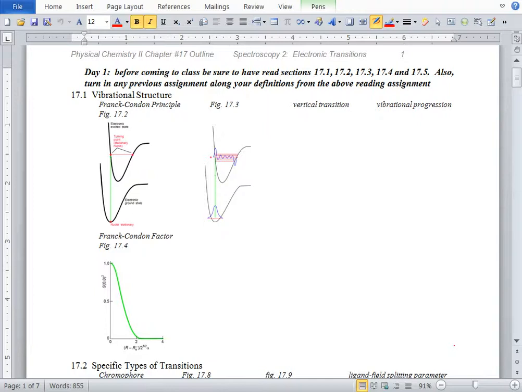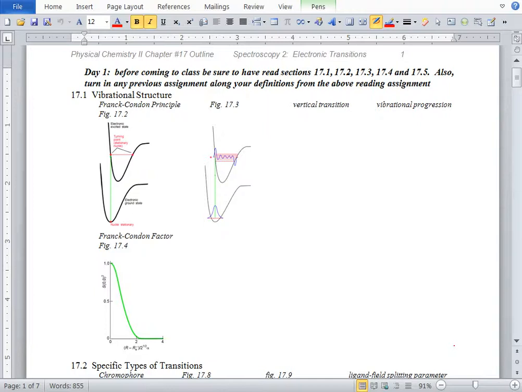Because this one doesn't exist. There's always some zero point energy. So this might be your zero point energy. And then the next vibrational level might be this one, right? And this slowly goes up in increments.